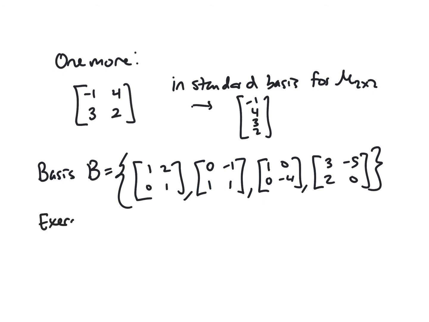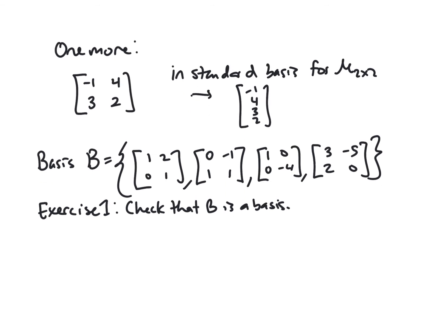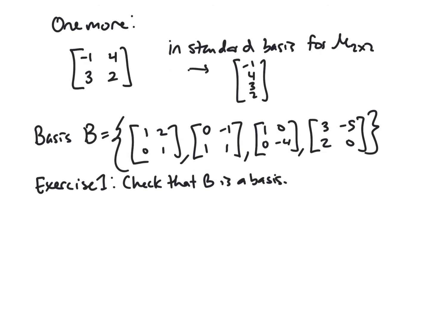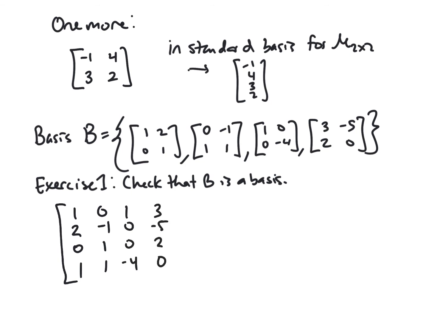So actually your first exercise is check that this set above, so check that B is actually a basis. I'm claiming that it is. I want you to check. So how would we find the coordinate vector here? Well, I want to translate each of these into a column vector, right? And then see what the coefficients have to be to get me negative 1, 4, 3, 2. And so I'm just going to make columns, right? 1, 2, 0, 1, 0, negative 1, 1, 1, 1, 0, 0, negative 4, and 3, negative 5, 2, 0. And then I want to get this guy.